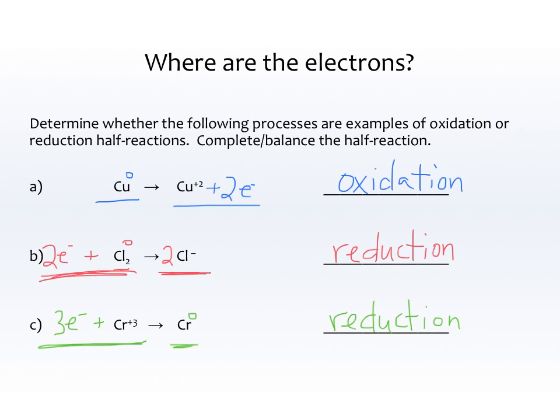So what you need to take away, oxidation and reduction. Oxidation is the loss of electrons. Reduction is the gain of electrons. That's your biggest thing you need to remember. Oxidation is the loss of electrons. Reduction is the gain of electrons. Just chant it over and over again until you've got it in your head.